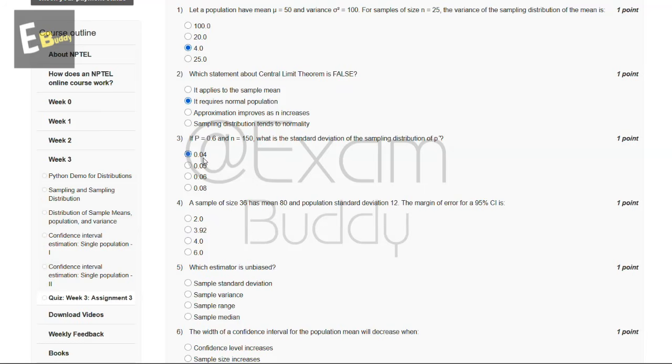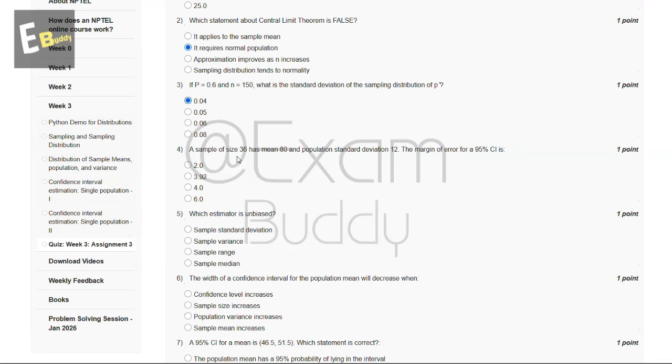And now let's go to our question number 4. A sample of size 36 has mean 80 and population standard deviation 12. The margin of error for a 95% CI is? So these are the options, and the answer of our fourth question is 3.92.